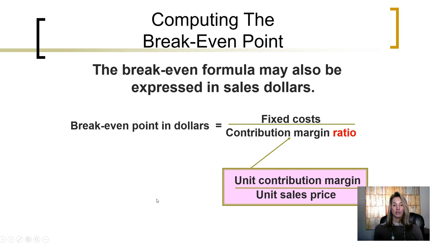If management wants to know what the break-even point is in dollars, instead of in units, we can use that formula that we used before and just slightly alter it so that we take our fixed costs and, instead of dividing by the contribution margin per unit, we divide by the contribution margin ratio, which is the dollar amount of contribution margin divided by the dollar amount of the sell price.